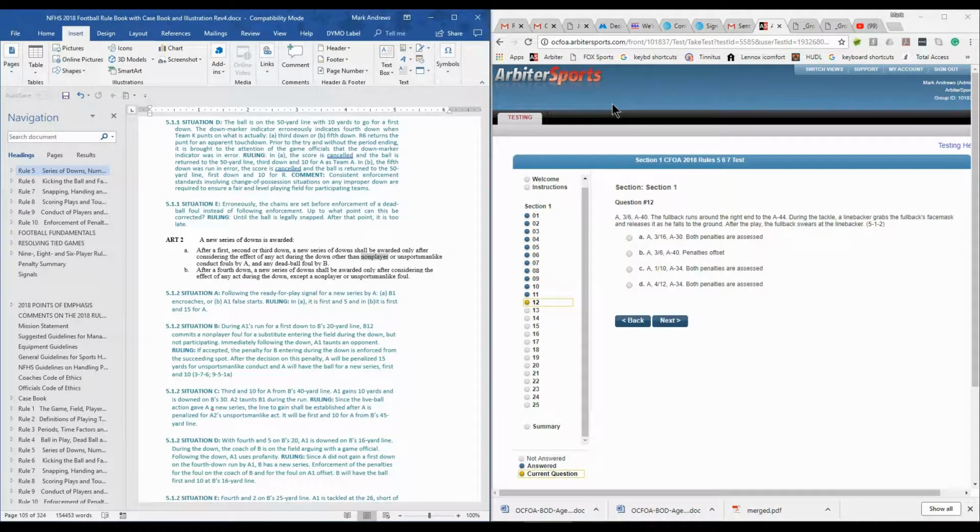Team A 3rd and 6 from the A40. The fullback runs around the right end to the A44. During the tackle, a linebacker grabs the fullback's face mask and releases it as he falls to the ground. After the play, the fullback swears at the linebacker.